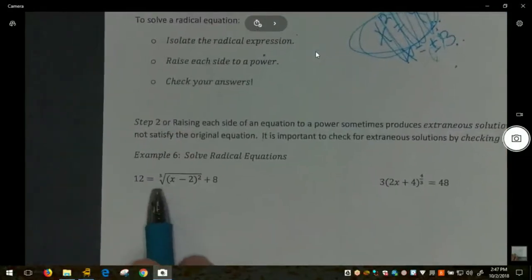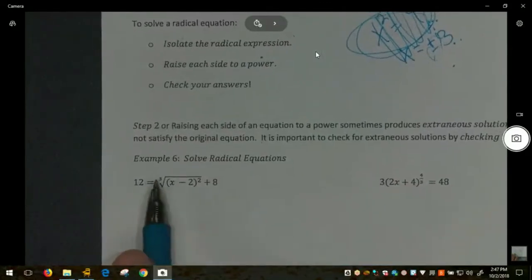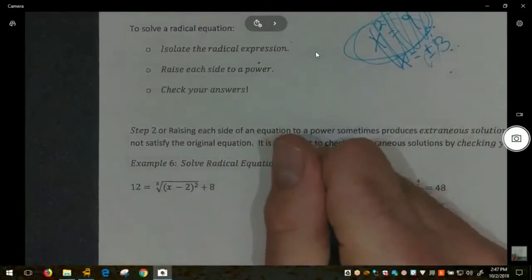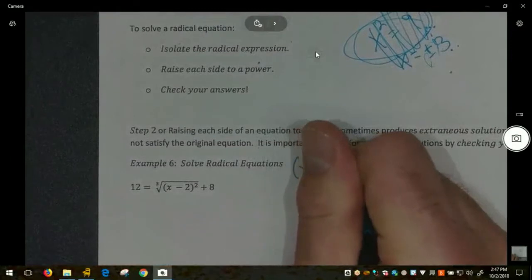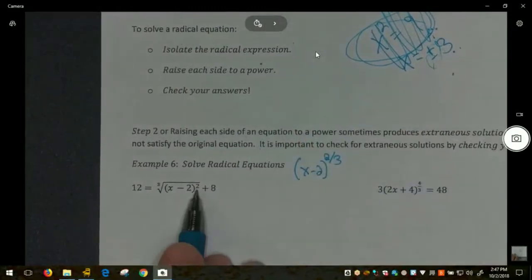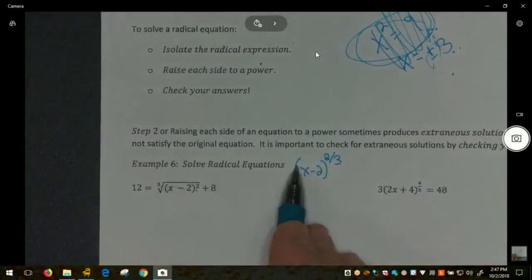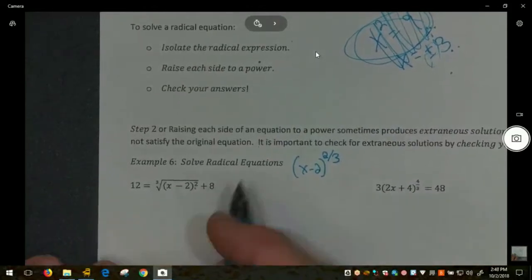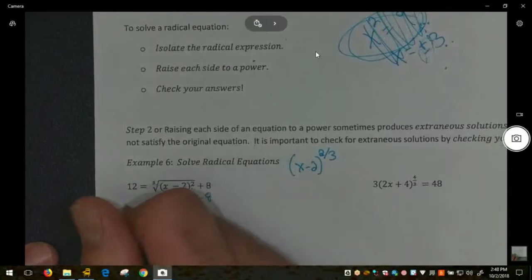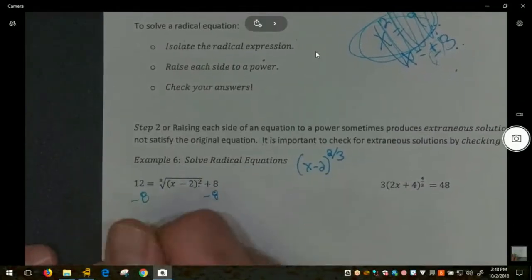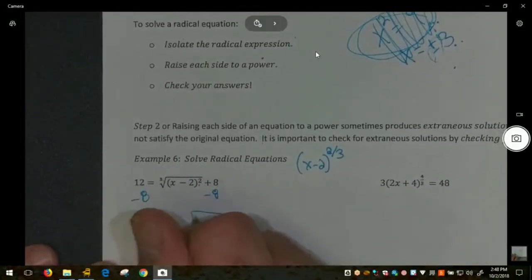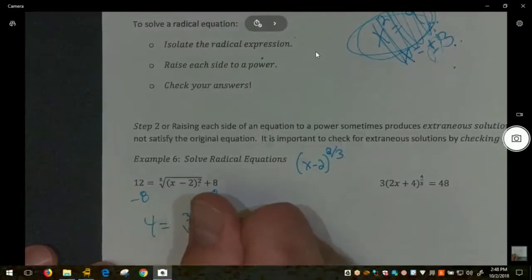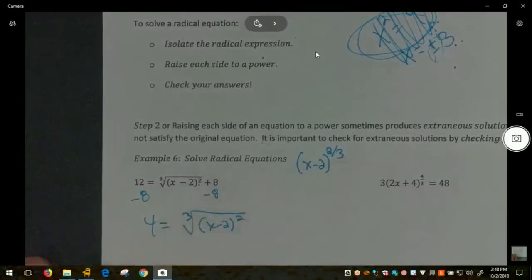In this equation, we only have one radical expression. By the way, this radical expression could also be expressed as x minus 2 to the 2/3, because it's being raised to the second power and we're taking the third root. But I'm just going to leave it like this for now. I want to get that radical by itself. So I subtract 8 from both sides. This gives me 4 equals the cube root of x minus 2 squared.